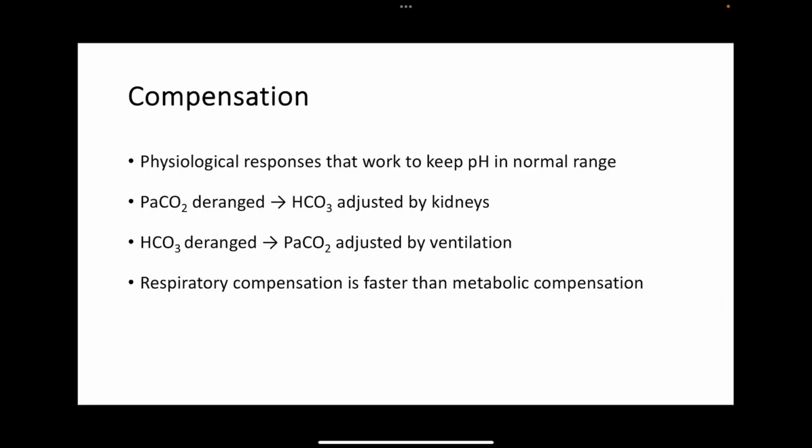Now, what is compensation? These are the physiological responses that work to keep the pH in the normal range. When PaCO2 is deranged, HCO3 is adjusted by the kidneys. When HCO3 is deranged, PaCO2 is adjusted by ventilation. Respiratory compensation is faster than metabolic compensation.